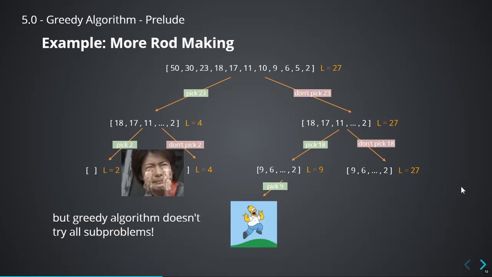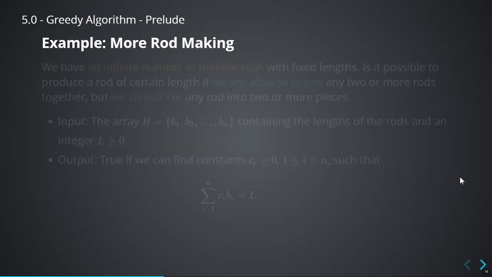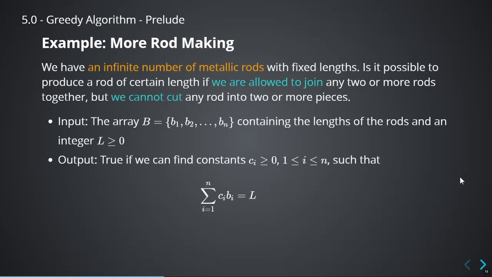So here, greedy doesn't work. Actually, I'm going to change the problem now, because I want to have a problem where greedy actually works. So now, we still have metallic rods of certain lengths, but you have an infinite number of metallic rods. It's still the same question. Can you make a rod of certain size?